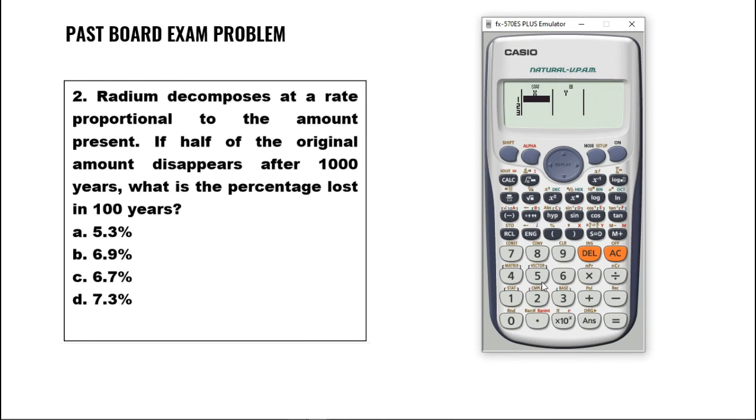That is 5. Then our time at time 0. At time 0, of course, the material is still complete, so that is 100%, in decimal, 1. Now, if half of the original amount disappears after 1,000 years, so 1,000. After 1,000 years, the material was halved, so it's just 0.5. This is the half-life. Then our data is complete.